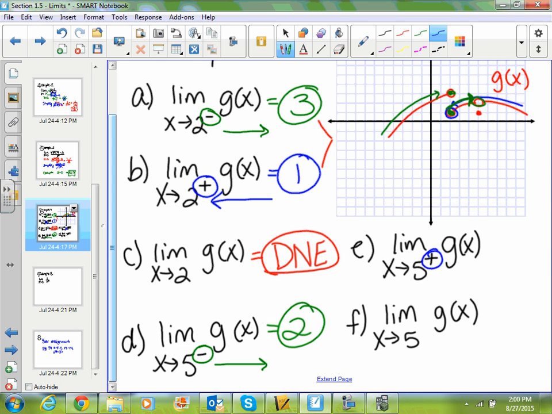And if I do the same thing for as x approaches 5 from the positive, then I'm looking at it from the right. And what value does my graph approach if I look from the right? 2. And so then, if I look at my non-directional limit, just the limit as x approaches 5 from both directions, are these numbers then the same? Yes. So then, I know my limit is just 2.